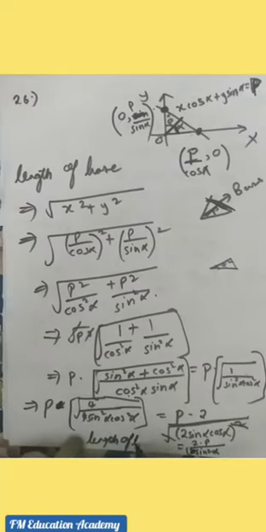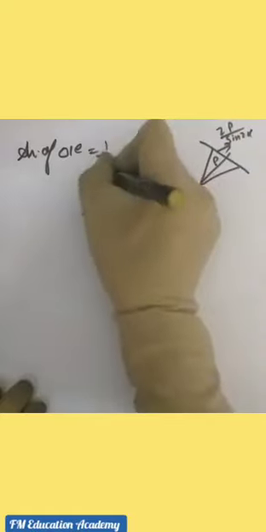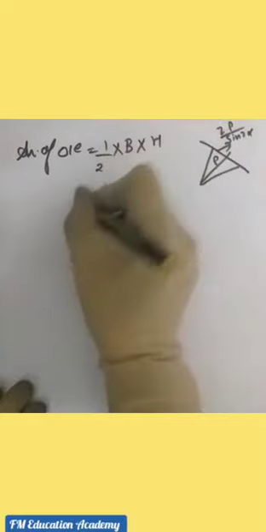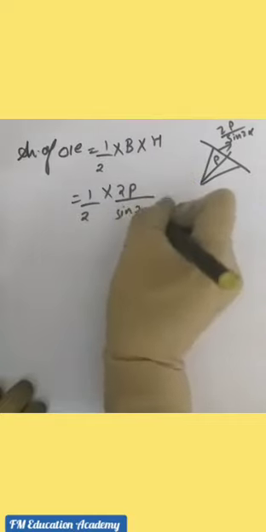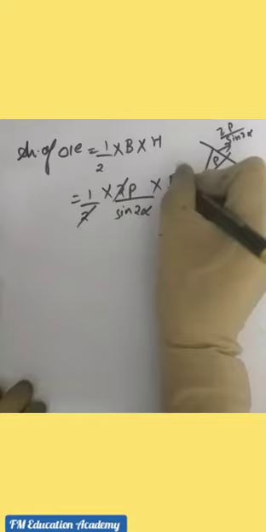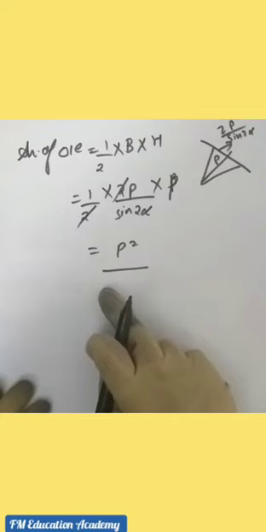Now we'll use this value of the length of base, 2p by sin 2 alpha, in the area of triangle formula. Area of triangle is equal to half into base into height. We got the base as 2p by sin 2 alpha, and the height is given as p in the question. So 2 will get cancelled, and p into p is p square by sin 2 alpha.